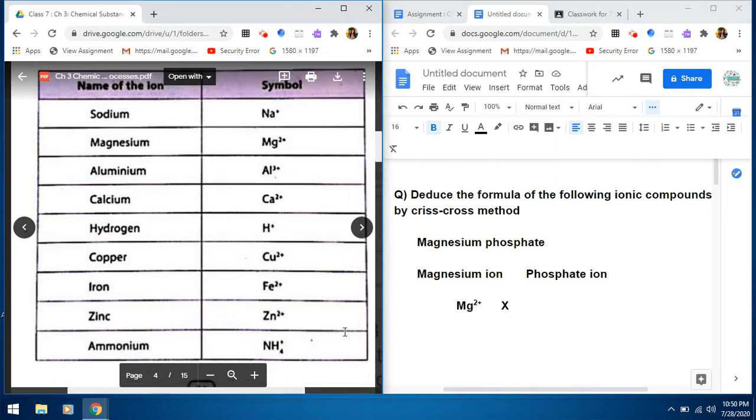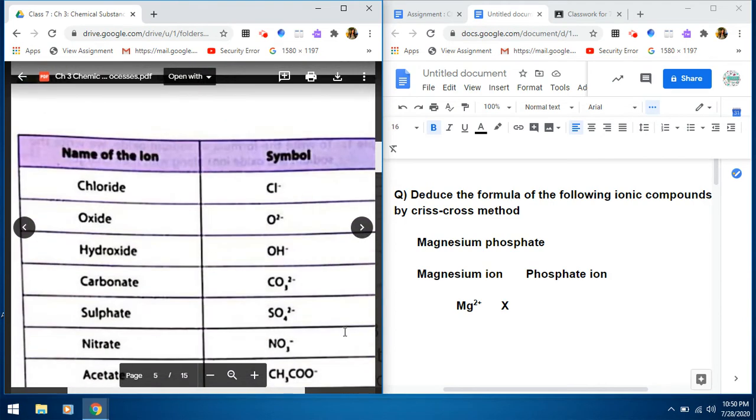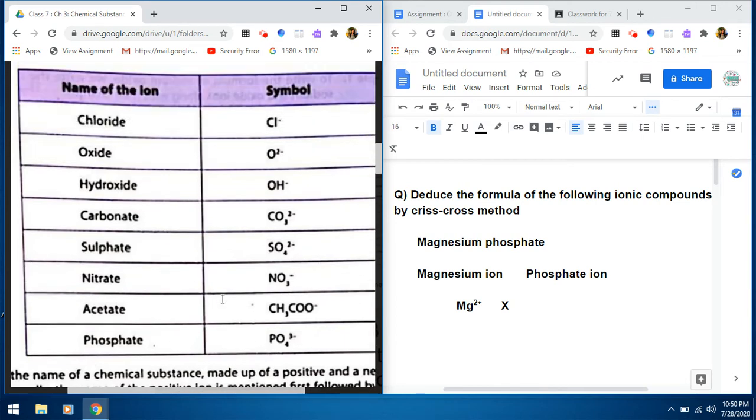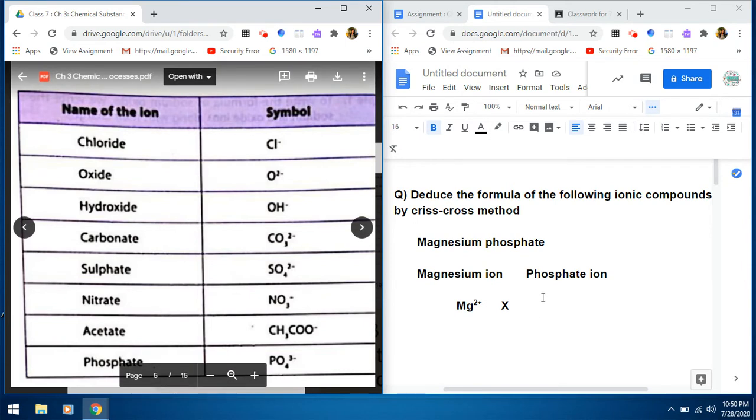Now I am going to write the formula of phosphate ion. As from the table we can see that phosphate ion is PO4 3-. So I am going to write the formula of phosphate ion over here. PO4 3-. Now 4 is a subscript over here, as it is telling us the number of oxygen atoms. However, 3- is the charge, which is written as superscript.